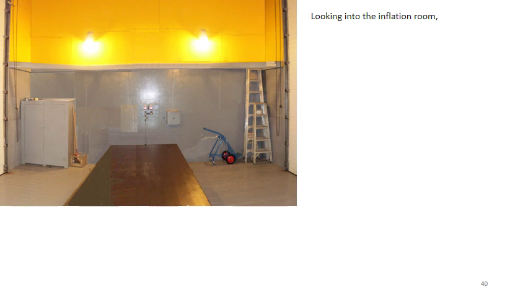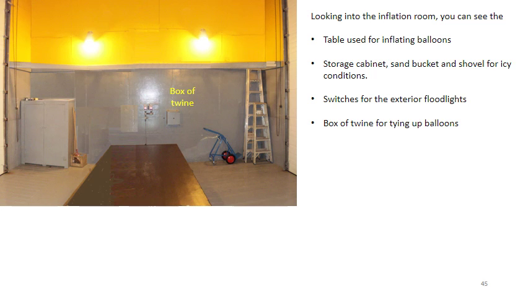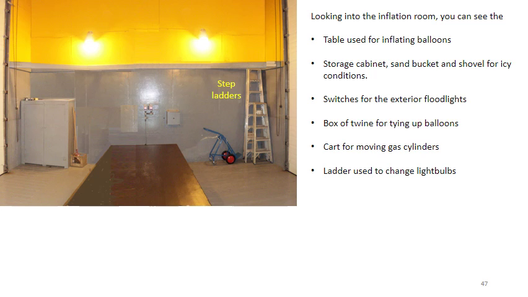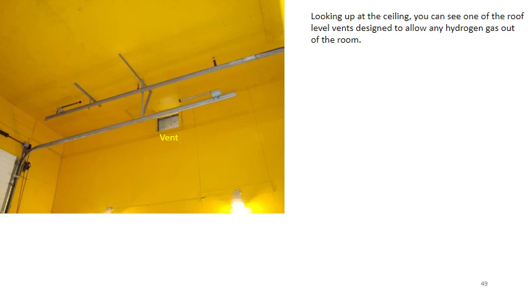Looking into the inflation room, you can see the table used for inflating balloons, the storage cabinet, a sand bucket and shovel for icy conditions, switches for the exterior floodlights, a box of twine for tying up balloons, a cart for moving gas cylinders around, ladders for changing light bulbs, and chains for opening the overhead doors to the right and to the left. Looking up at the ceiling, you can see one of the roof-level vents designed to allow any hydrogen gas out of the room.